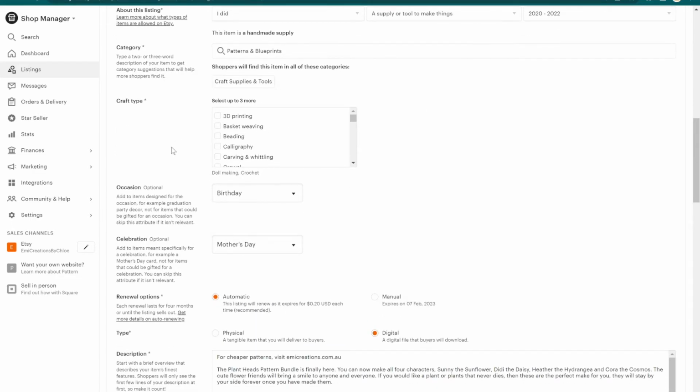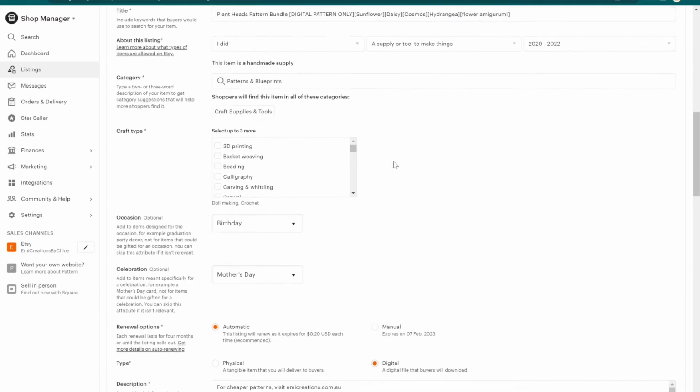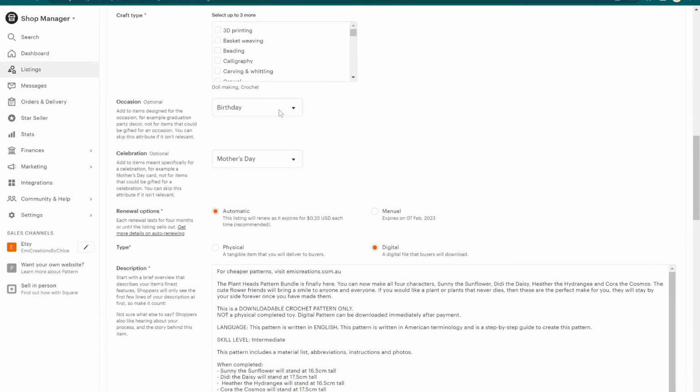The next thing that I want to talk about is the occasion and celebration. And I used to leave this blank, and I didn't realize that this would affect how my listing or how my pattern will be found on Etsy. And so I try my best with all of my patterns to allocate it to a particular occasion and a particular celebration. So with the plant head series, I just thought, this could be a perfect birthday make, and it could be perfect for Mother's Day as well. So that's why I've put these down.